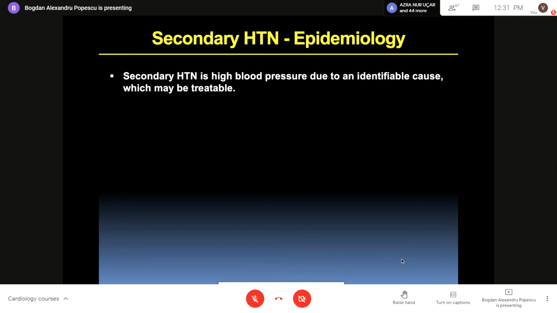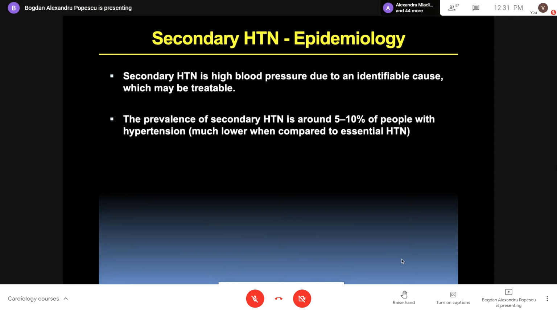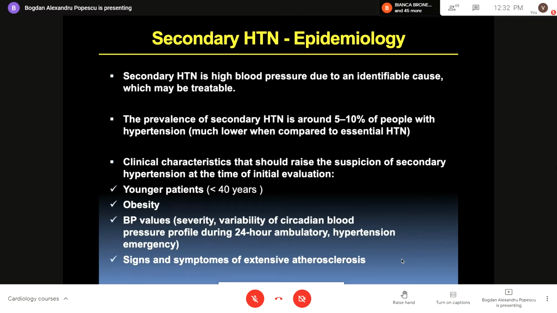So the definition is: secondary hypertension means high blood pressure values due to an identifiable cause which may be treatable. As I told you yesterday already, the prevalence of secondary hypertension is less than 10% of all people who have hypertension. So, of course, much lower than essential hypertension. However, the importance lies in the fact that you can be more effective in treating it.